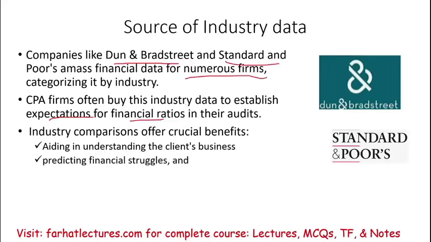Predicting financial struggles. Well, if you are falling behind the industry, there must be a reason. Pinpointing potential inaccuracies, or it could be just a mistake in the numbers, because you should be doing as good as the industry or even better, and it could be a problem, not a problem, it could be a potential inaccuracy in the accounting information system.